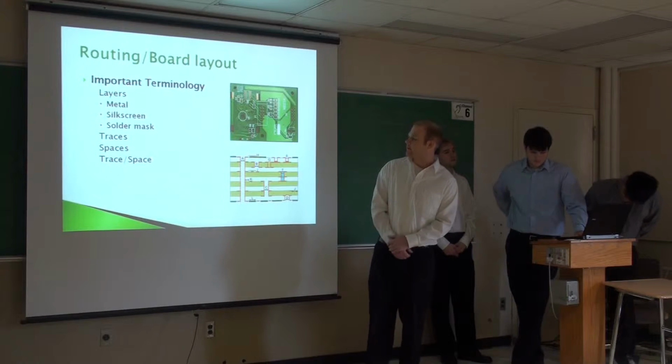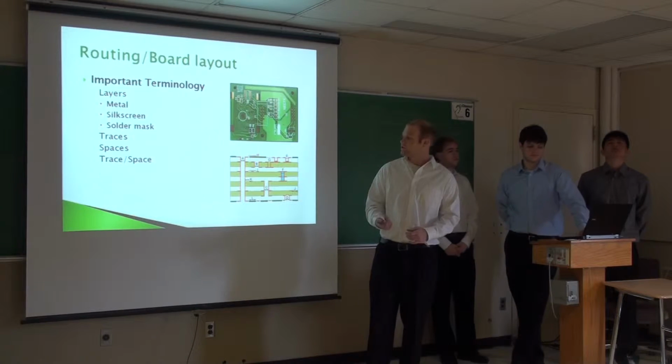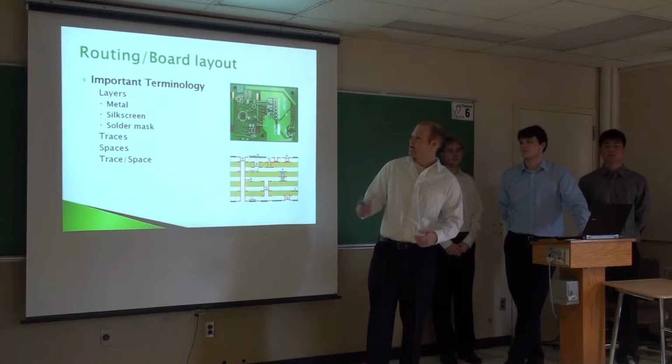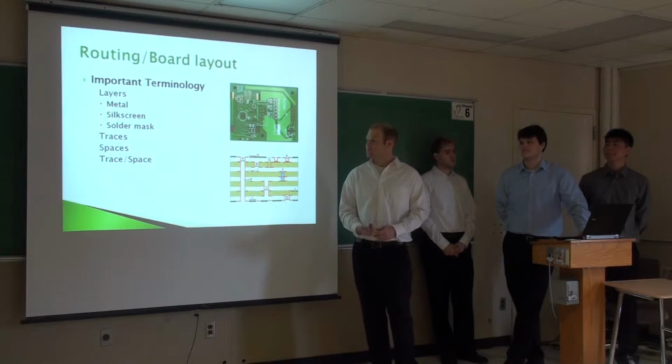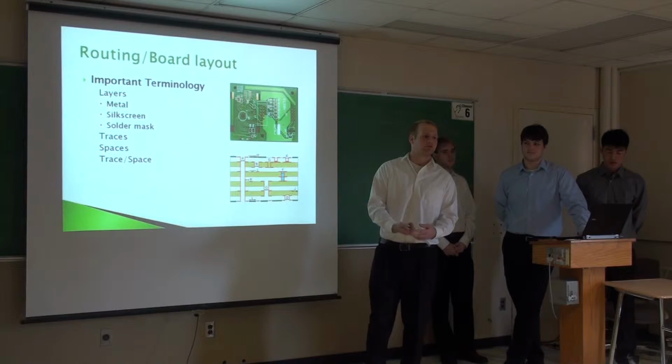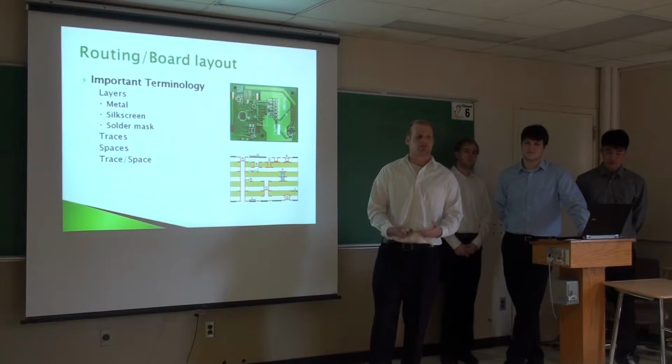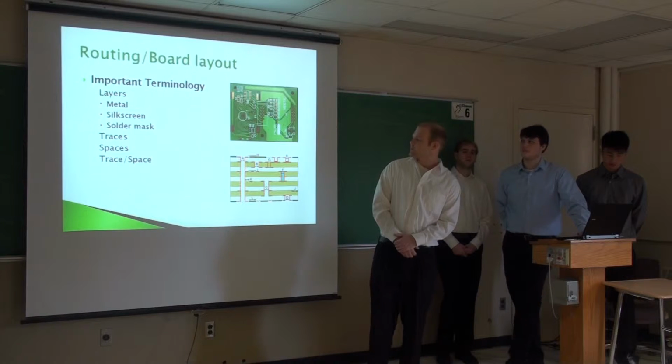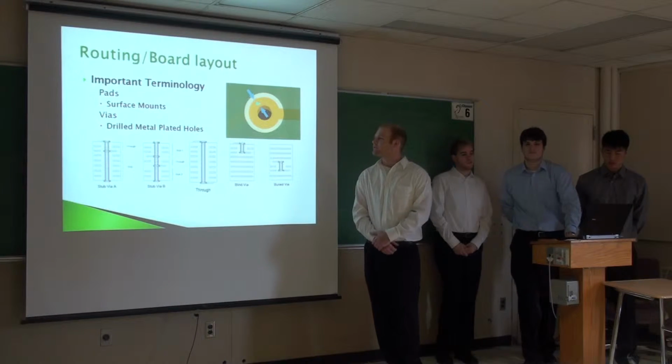Traces are the metal conductors. The width of each trace is referred to as its trace. The space is the space between each trace, and when you're designing, you want to follow a general trace space rule. For example, if your trace is 6 millimeters wide, you generally want to have the spacing to be 6 millimeters wide as well. Some important terminology.